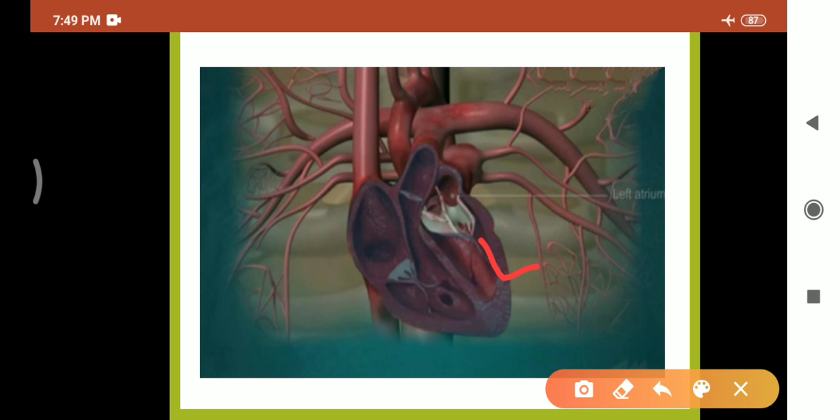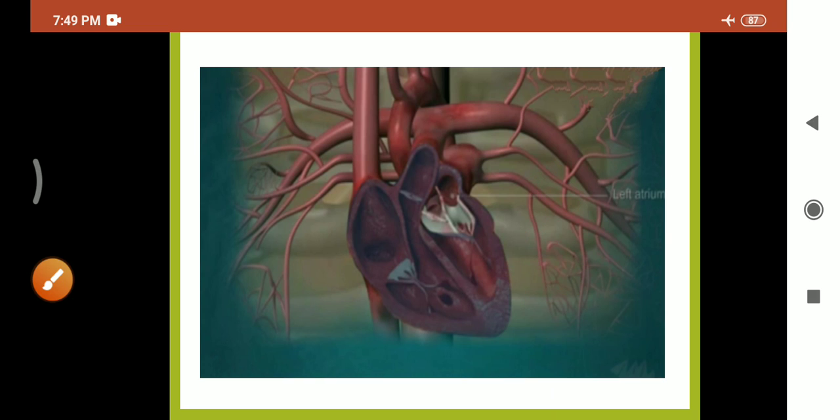What is the name of the upper chambers? They are the atrium. When it lies on the left side, it is called the left atrium. Right? So the upper chamber lies on the left side, so the name is left atrium.